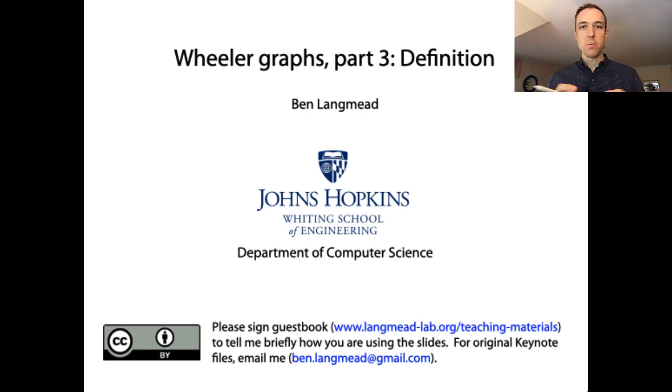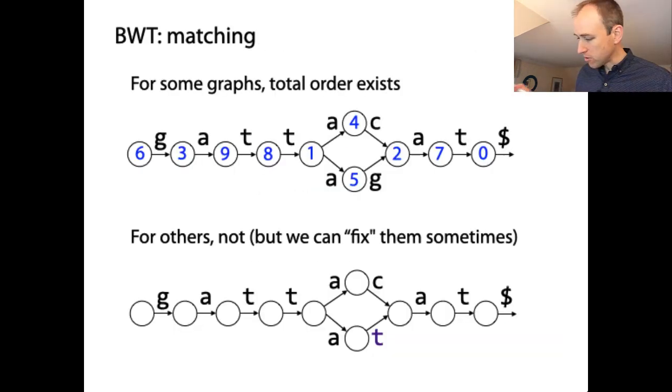We've seen now that we can construct graphs that have character labels on their edges, and these graphs could represent collections of strings, or something more complicated than a string. And sometimes we can give the nodes of these graphs an order that basically mimics the Burrows-Wheeler order that we're used to from building the Burrows-Wheeler matrix. And it worked for some graphs, but not for others.